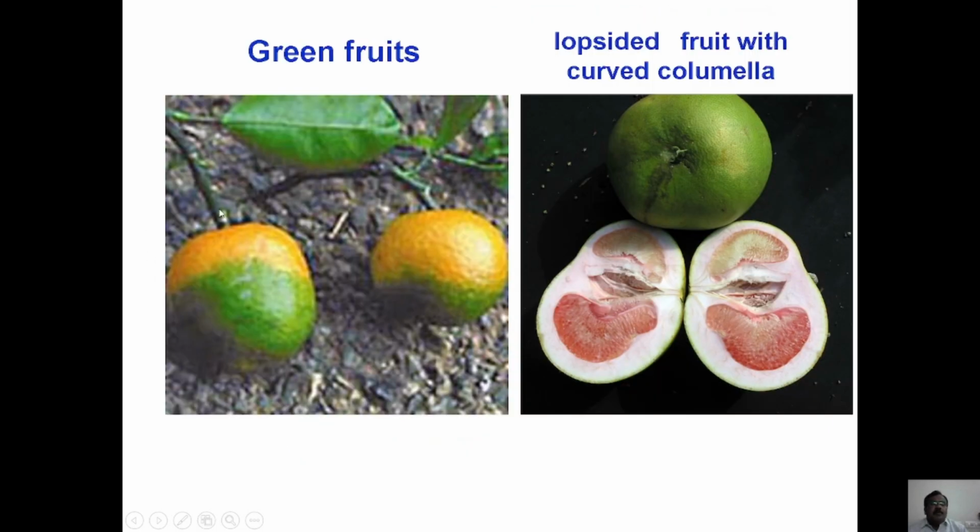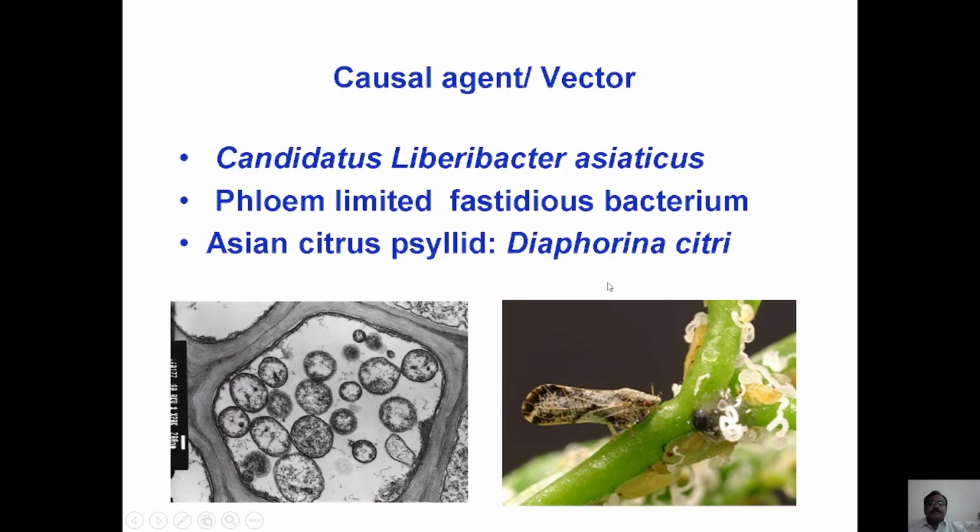These are the green fruits affected by the Huanglongbing disease. The sun exposed side turns orange in color while the unexposed area remains green, and this is the lopsided fruit with the thickened curved columella which reduces the quality of the fruits. The causal agent is Candidatus Liberibacter asiaticus, a phloem limited fastidious bacterium, which is transmitted by the Asian citrus psyllid, Diaphorina citri.